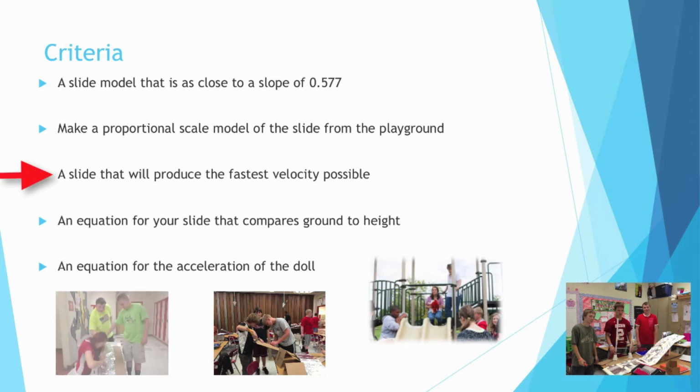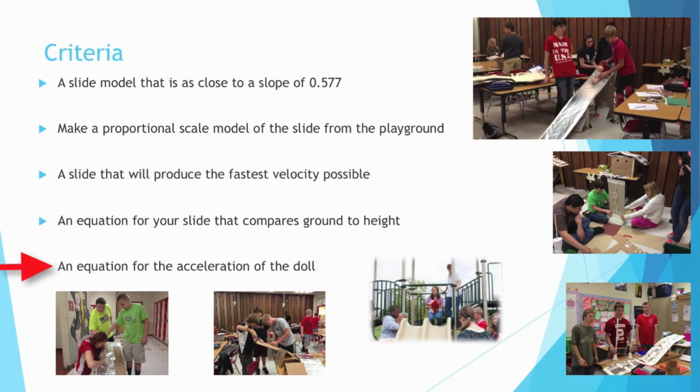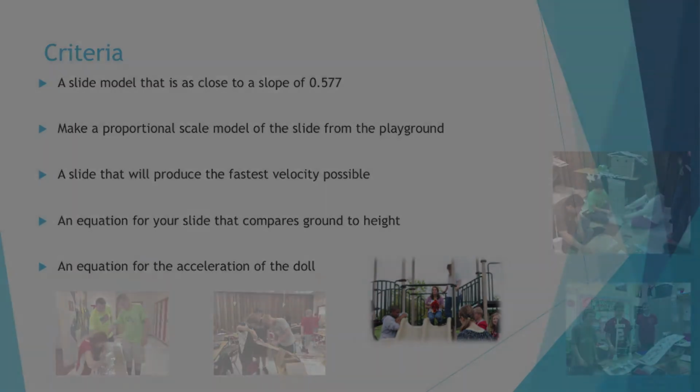A slide that will produce the fastest velocity possible using the right materials to prohibit friction. An equation for the slide that compares ground to height to visually represent the slide including starting height. The students also used a Cabbage Patch doll to calculate the velocity of the slide.